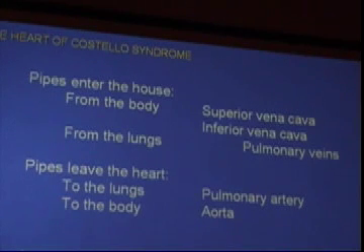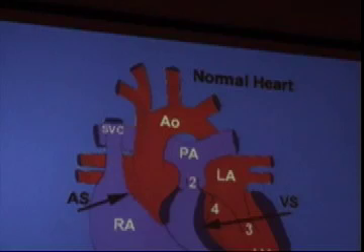I mean, one of the reasons I just love the heart is because it's just so structural. It's really just so tangible. You can see it, you can feel it. There's nothing mysterious about it.